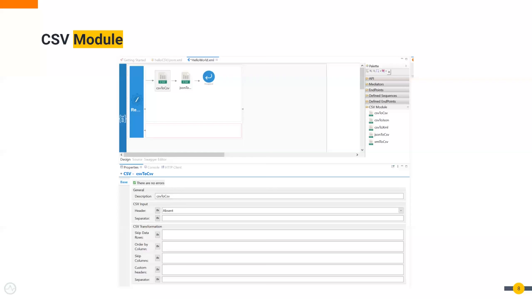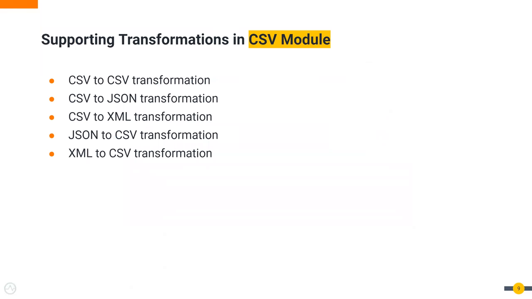So the CSV module is the first of that kind. We have introduced this recently to give MI users an easy-to-use interface to work with CSV data types. This is a screenshot that I took from an integration flow where we use these CSV operations. In the upcoming demo, we will show you how to use it very clearly. Before going to the demo, I want to show you the available transformation methods in the CSV module. It has so many capabilities. The first thing is CSV to CSV transformation.